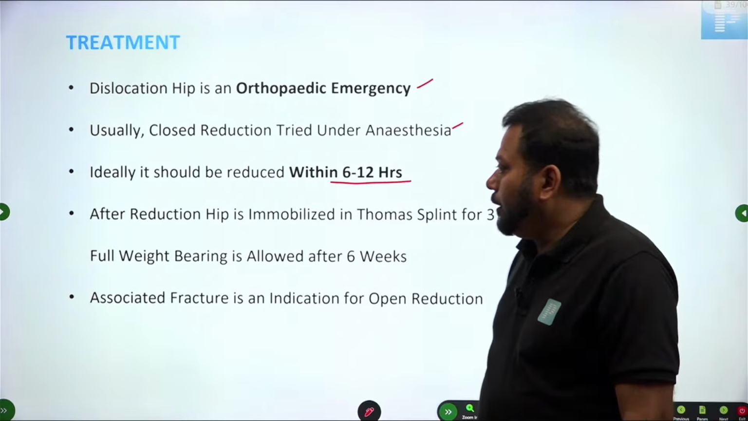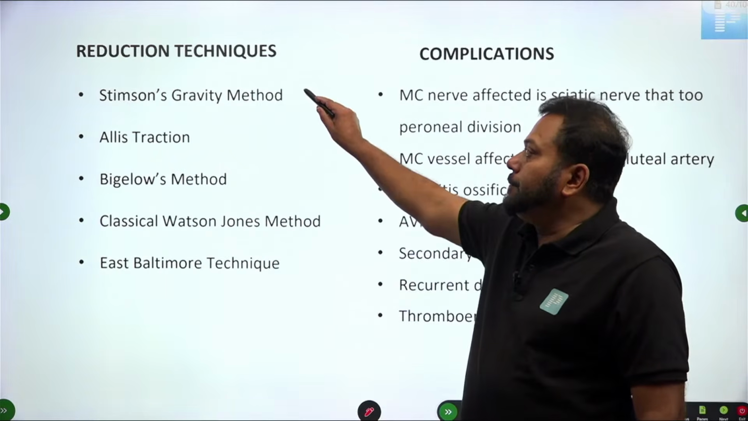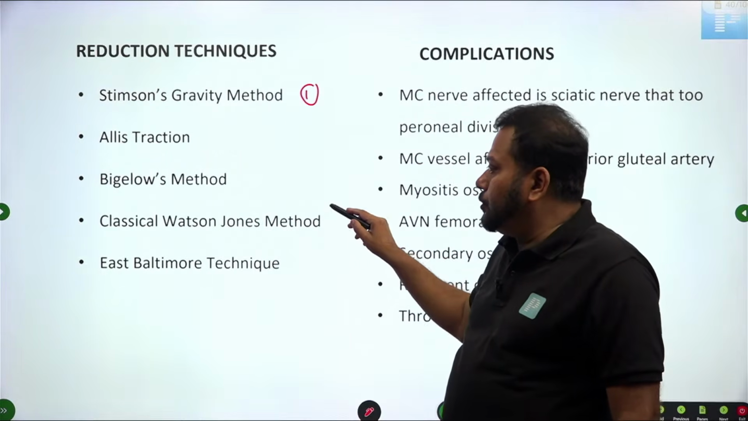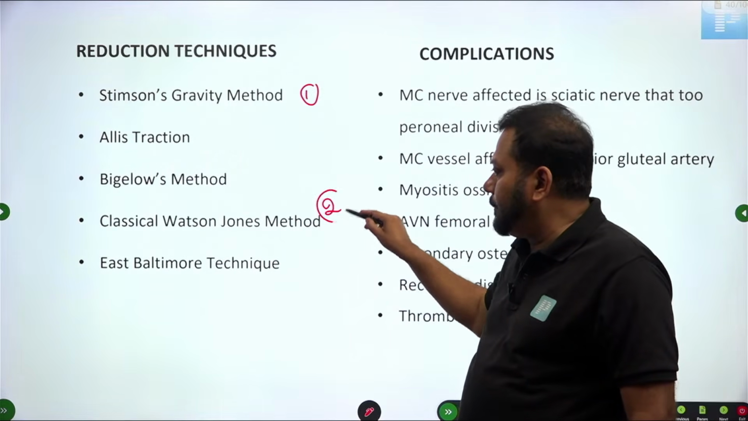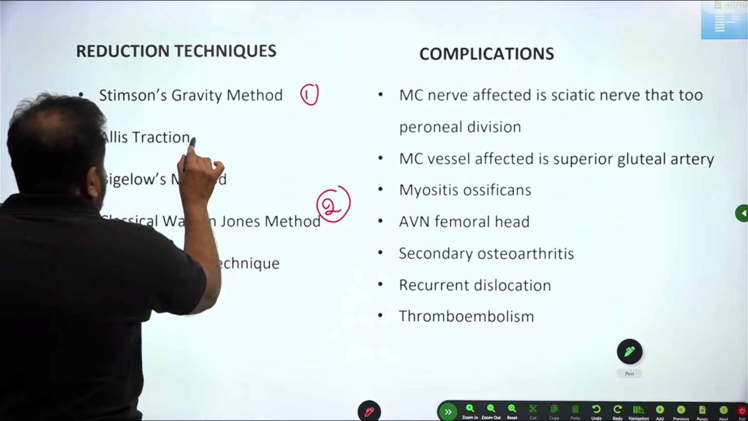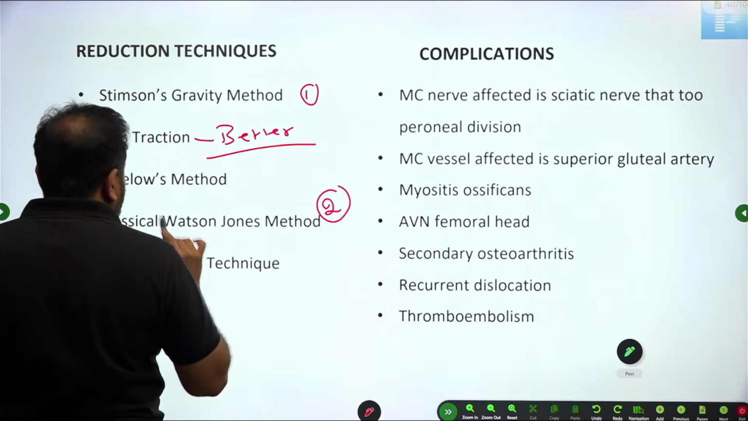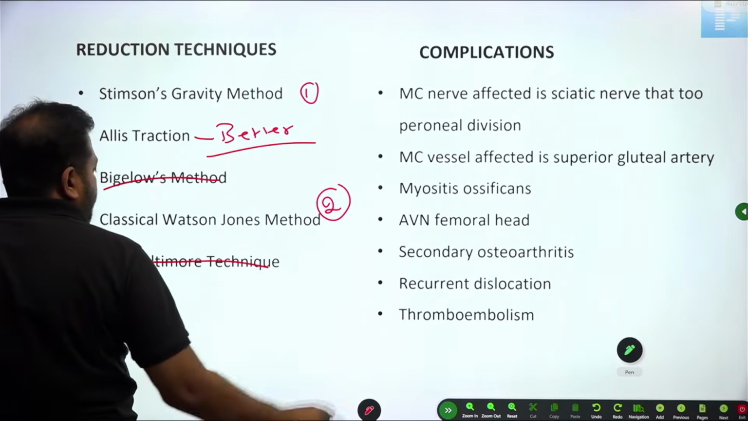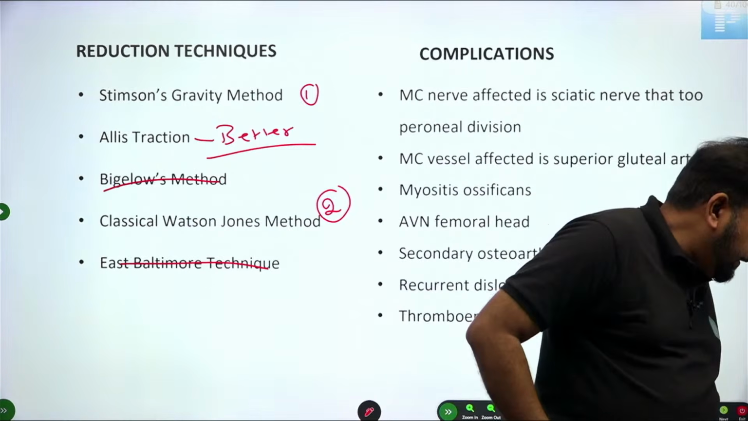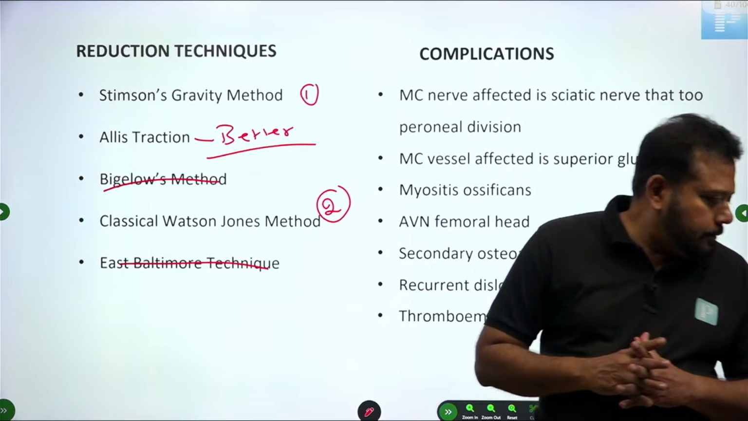Okay, superb, excellent. Right now, the reduction techniques that are available: Stimson's gravity method, not very useful. The classical Watson-Jones method was followed. Now, recently, this is a better method. I will tell you. These two you can forget. I will tell you what that is. Put the patient. Okay, yes.